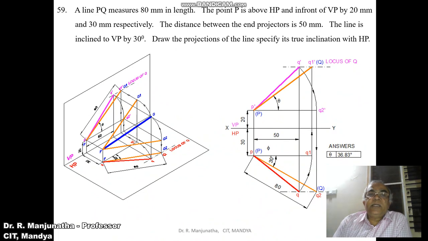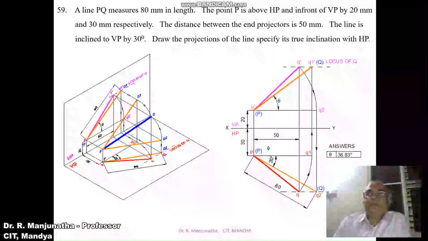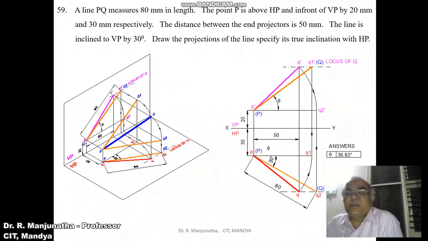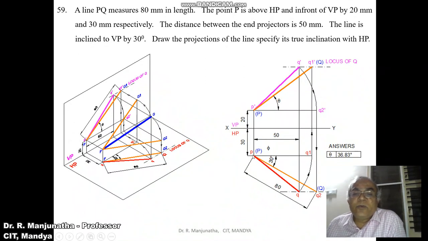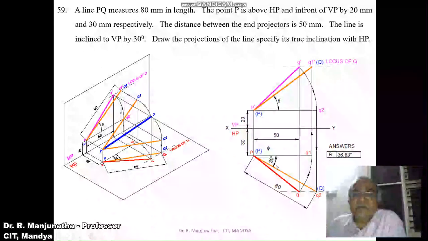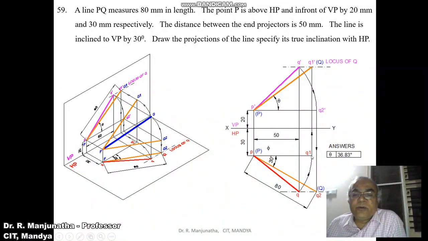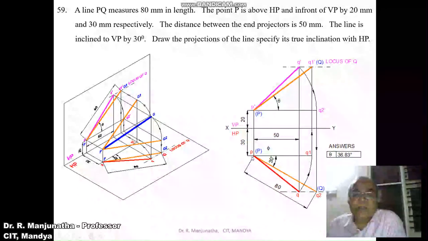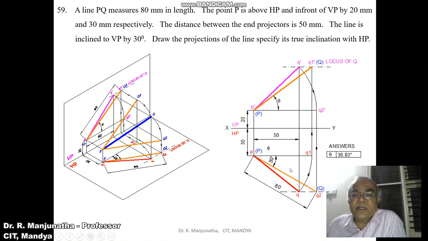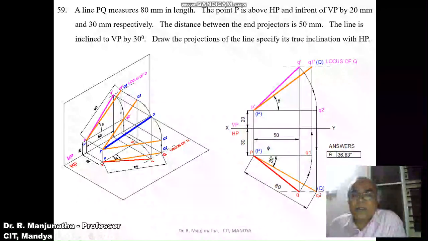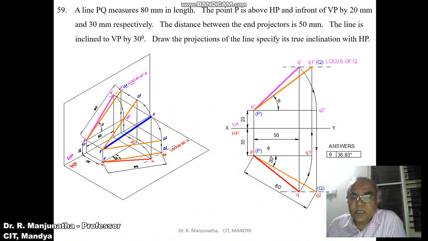Then we know that the true inclination with respect to VP is given. So from P, by using the protractor, you measure an angle of 30 degrees below PQ1, then draw an inclined line at 30 degrees, and then by using the compass, you measure 80 mm. With P as center, cut an arc on this inclined line of 30 degrees. Then join P and Q2 with a little bit thicker line than the XY line.